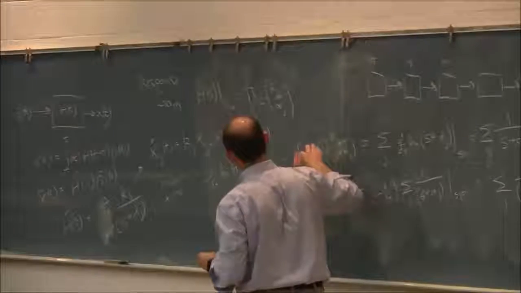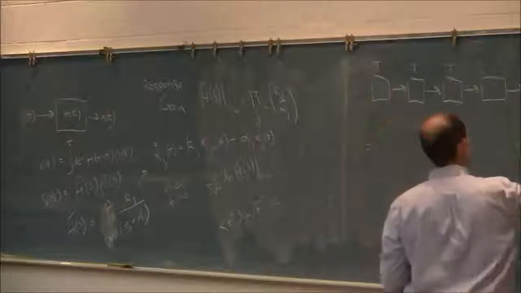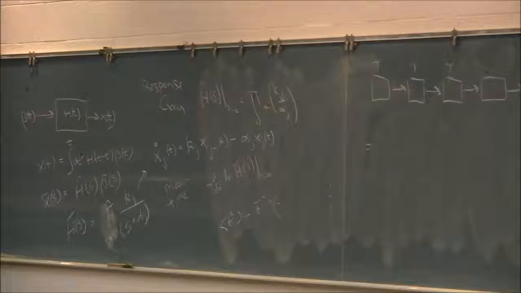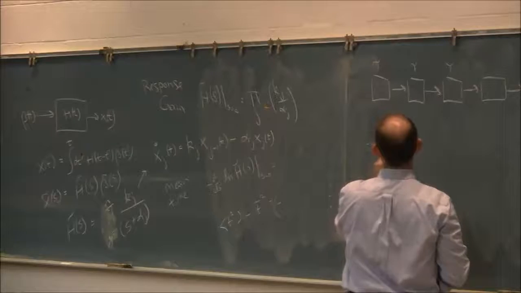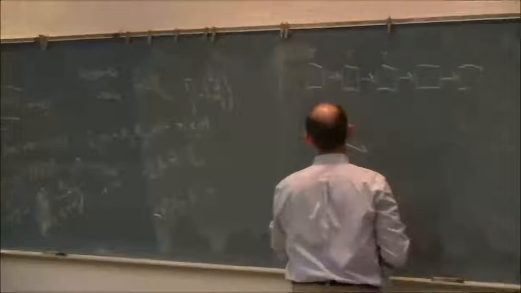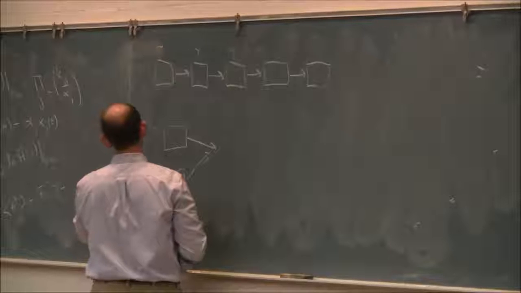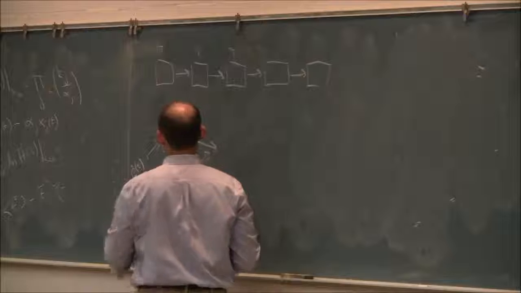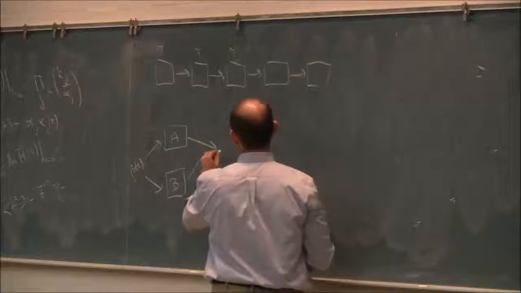So this is a serial pathway. In the notes, we also work out the result for a convergent or branching pathway. So here, we have the same input going into two different subsystems, and then we get an output.